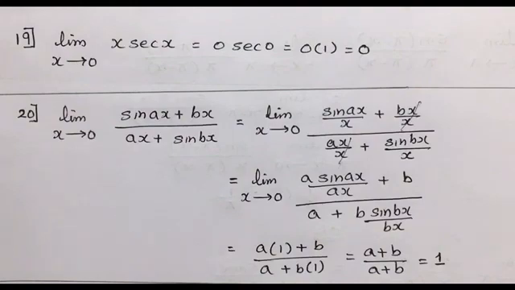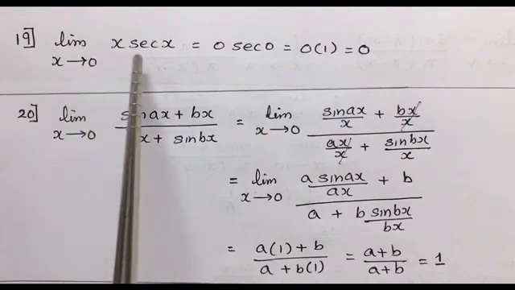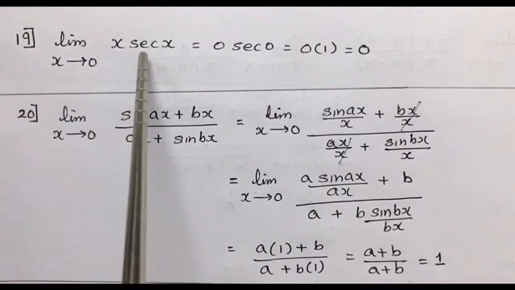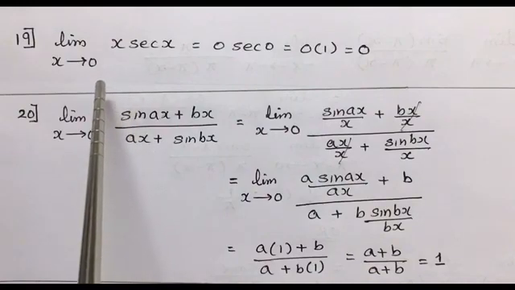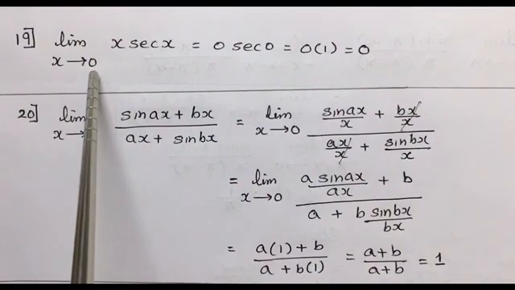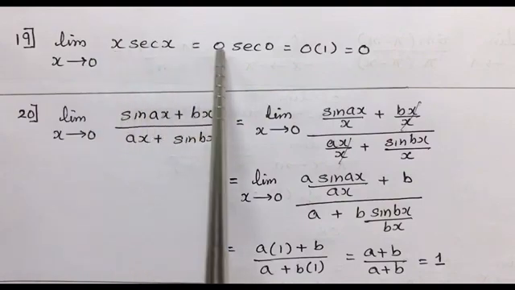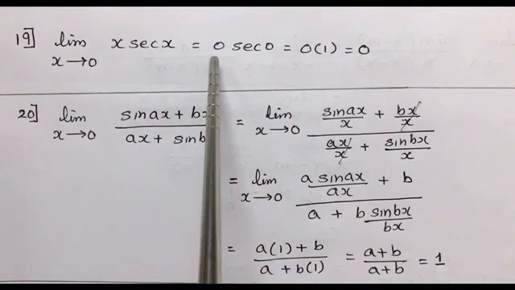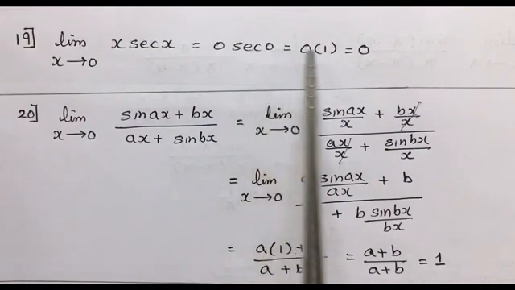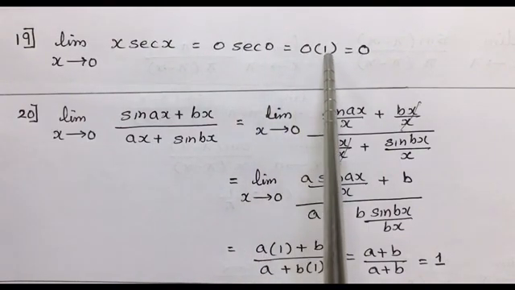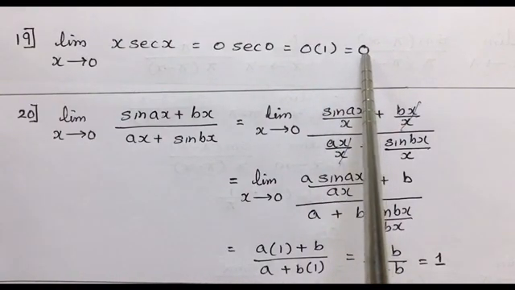19th one. Limit x tends to 0, x sec x. Now there is no direct formula which can be used here. So we will directly keep the value of x as 0. So it becomes 0 sec 0. Now sec 0 value is 1. So 0 into 1, the final answer is 0.